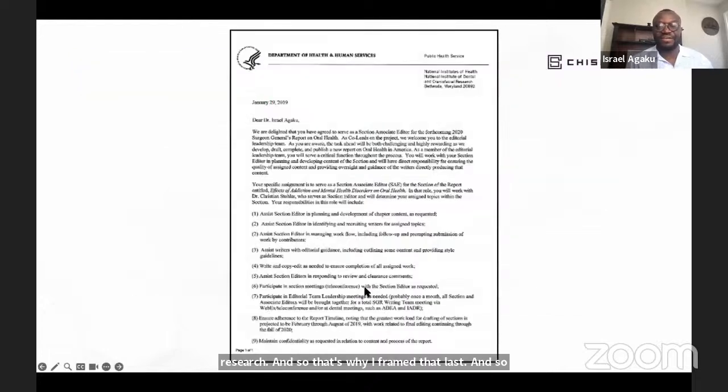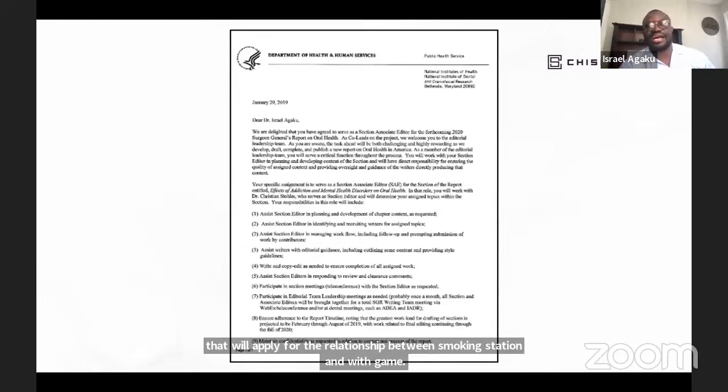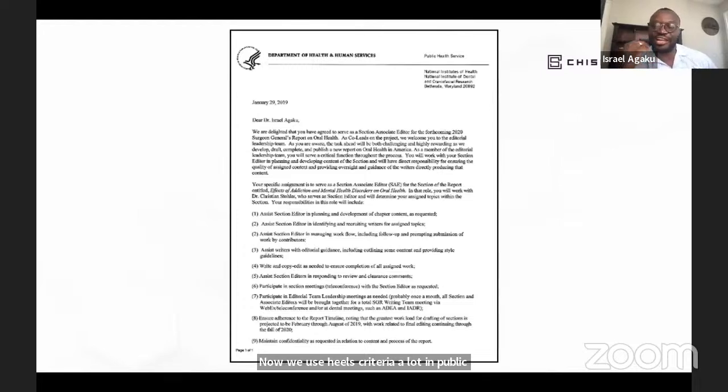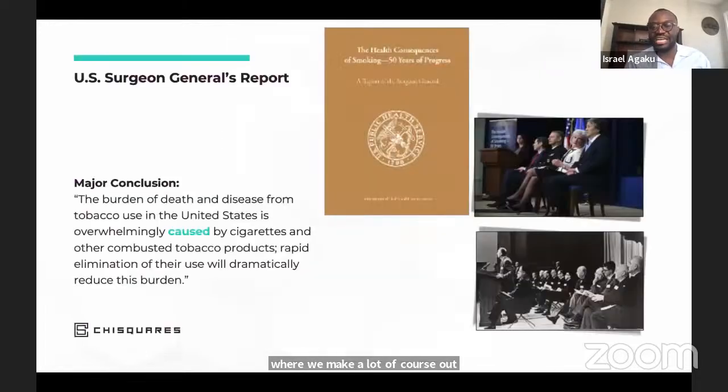And so you can think of, in this case here, how that will apply for the relationship between smoking cessation and weight gain. Now, we use Hill's criteria a lot in public health. I've reviewed a lot of Surgeon General's reports where we make a lot of causal statements. And the framework which we use in most of these evaluations of evidence is Hill's criteria, really.